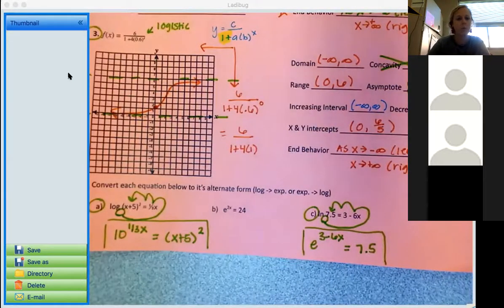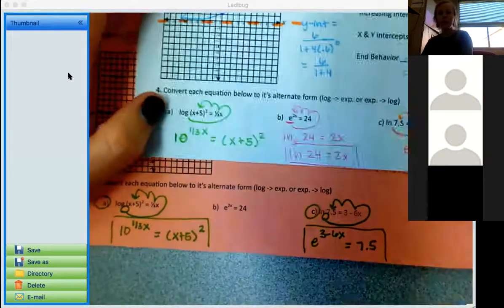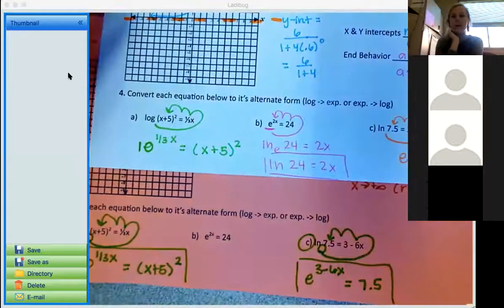Does that help with number 4, people who wanted to see those? Yes, ma'am. All right, so let's check while we're on this. Let's check 4B, and then I'll scroll back up to number 1.